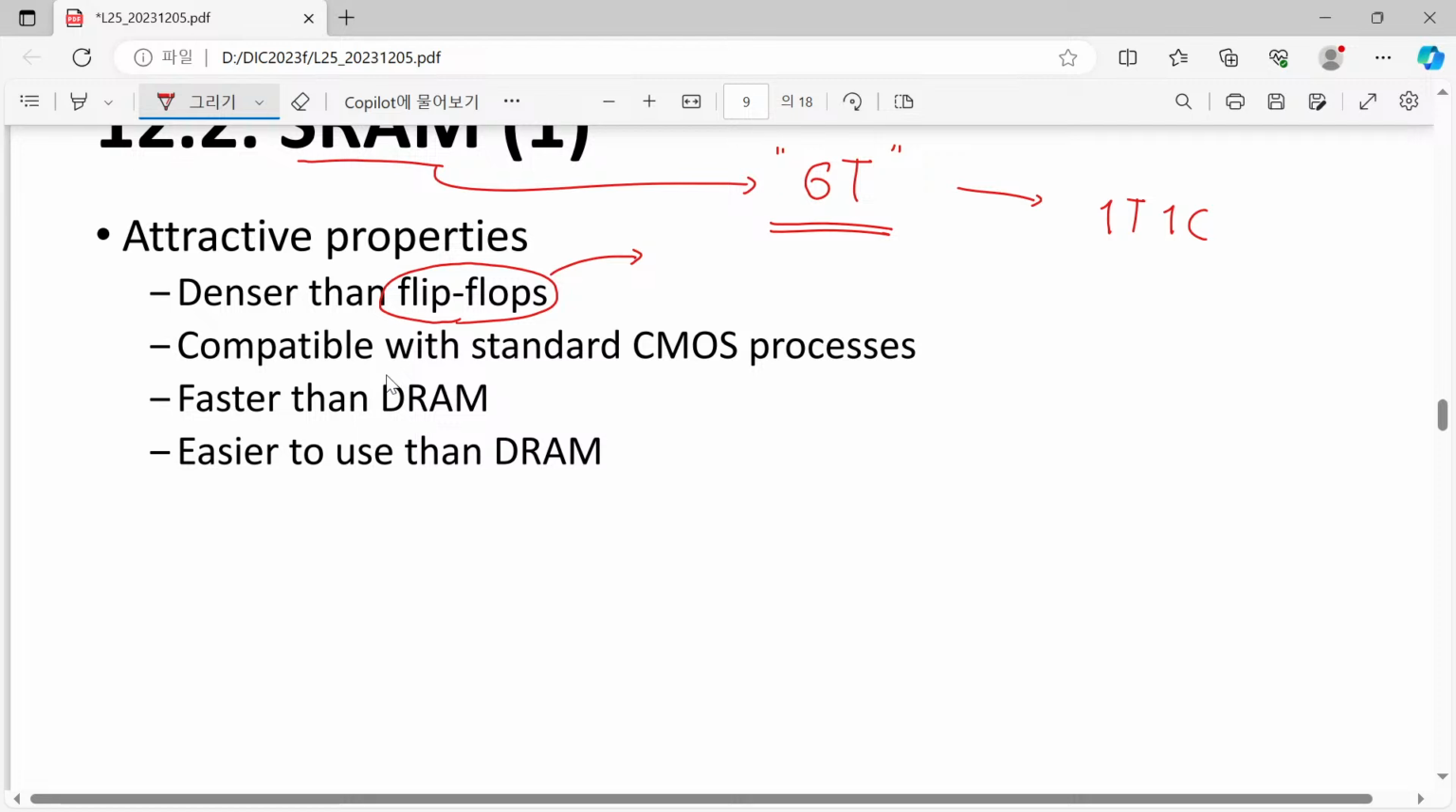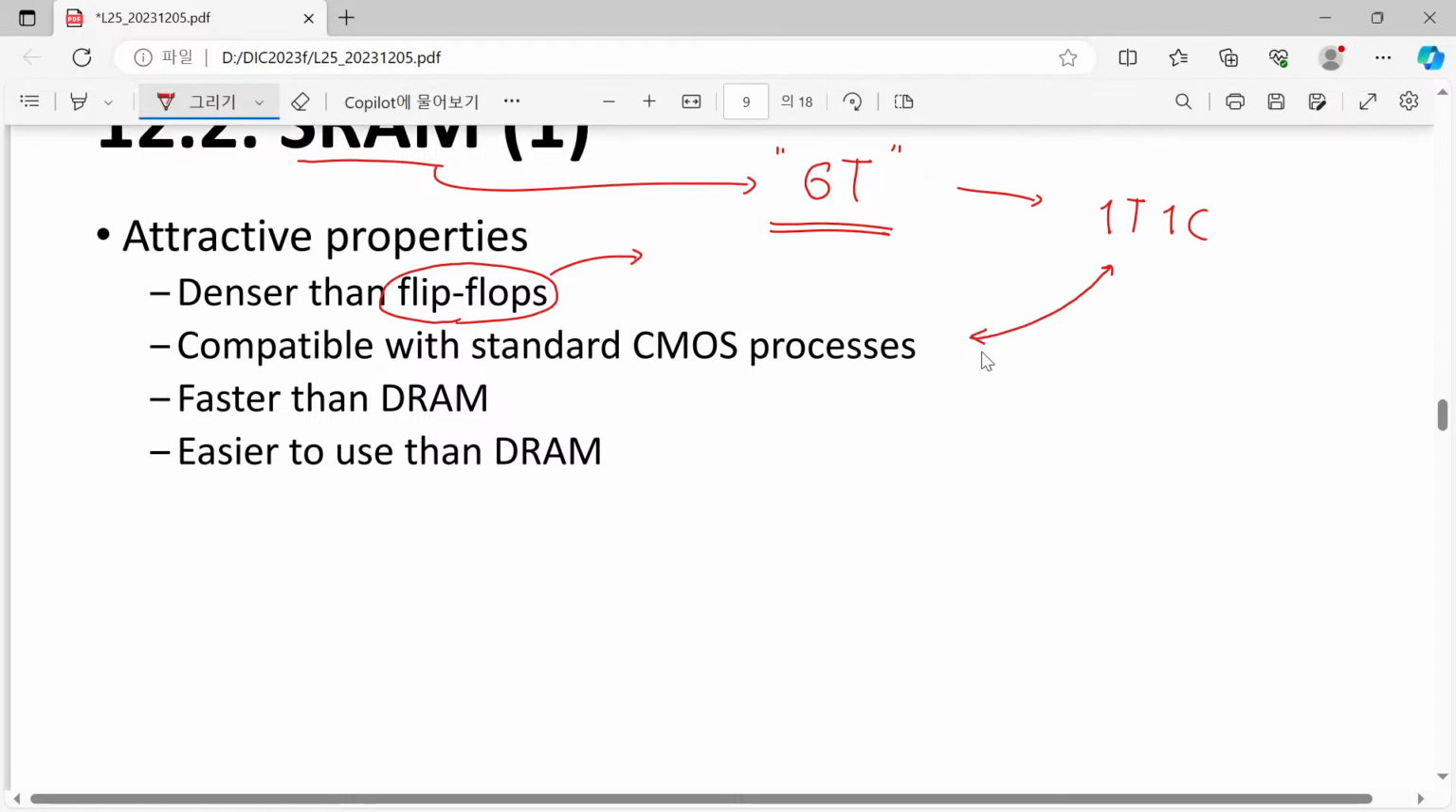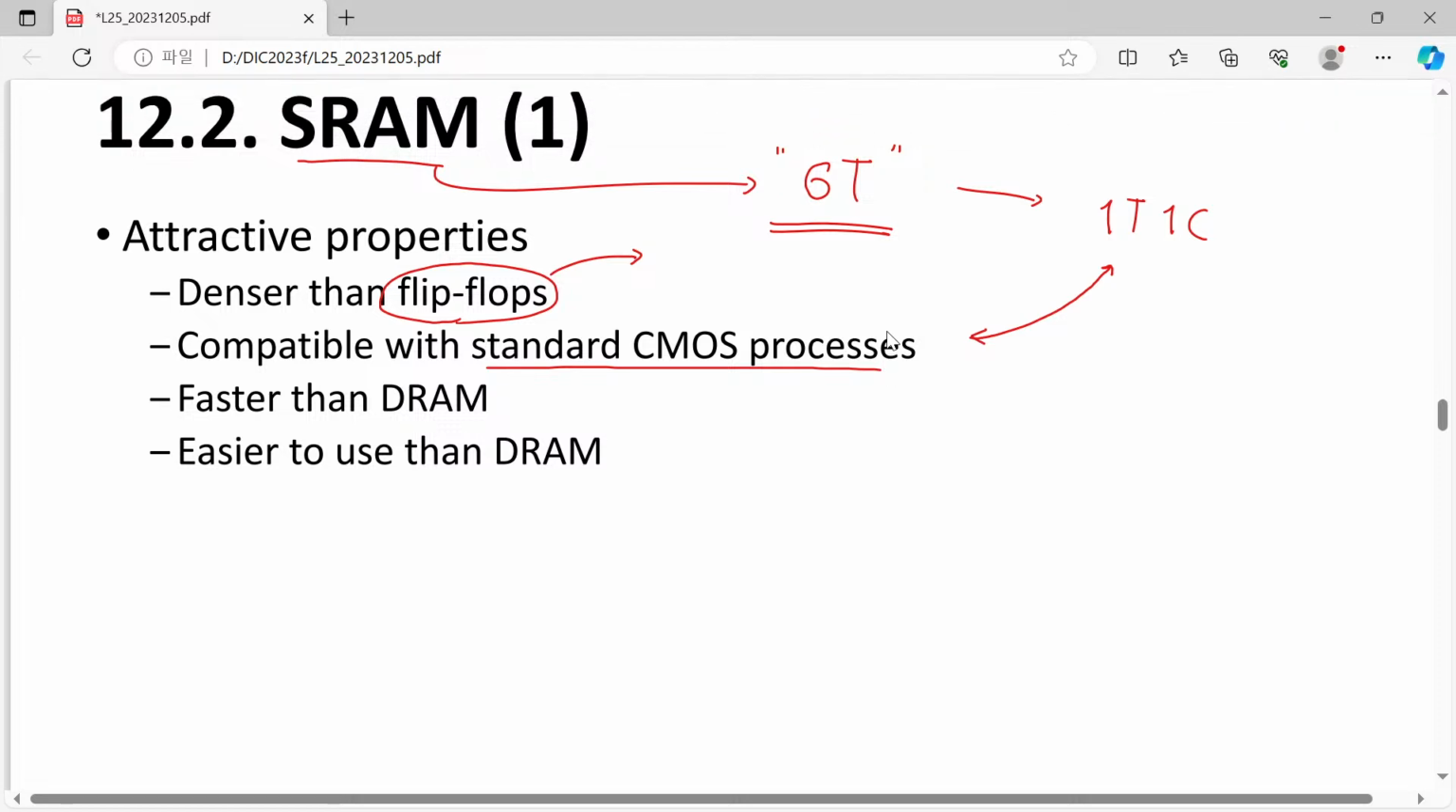And another one, in this comparison with flip-flop, is that SRAM is compatible with standard CMOS processes. It is the huge difference between DRAM and SRAM. DRAM is not compatible with the standard CMOS process. That's the reason why they have to have a separate fab. Memory fabs and logic fabs are strictly divided, so they do not share. Actually, they do not even share the materials.